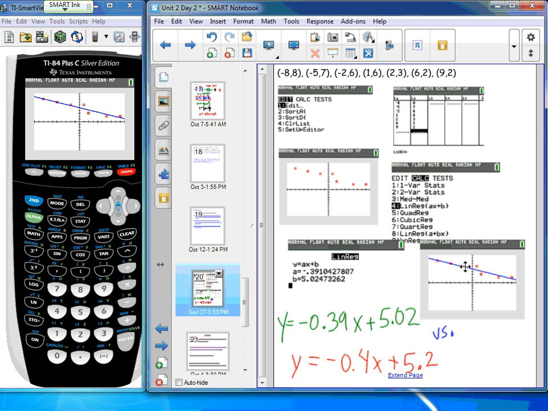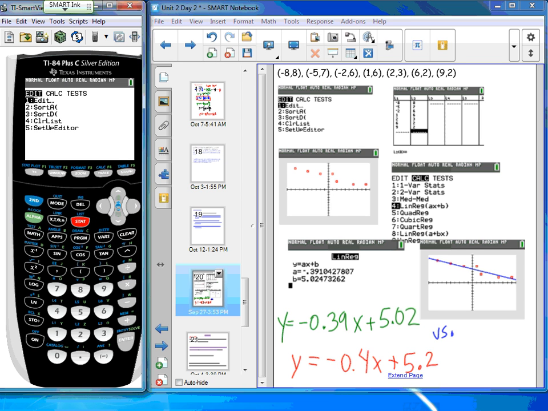Everybody, let's review our commands. So here we go. We went stat, edit. We entered our x's in list 1, our y's in list 2. Then we went stat, calculate, and we did our fourth option, linear regression. Everybody do it again. We paired list 1 x's with list 2 y's, and we stored our regression in Y1. We did that by doing variables. Everybody try it. Variables, Y variables, Function, Y1, and then calculated our regression line.